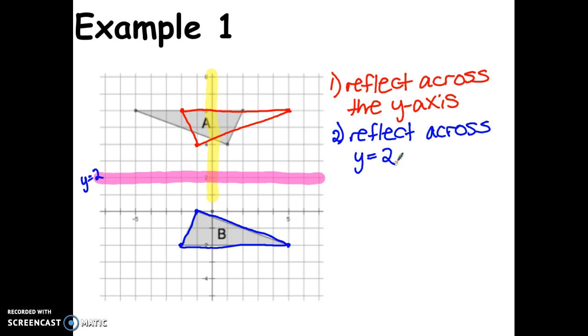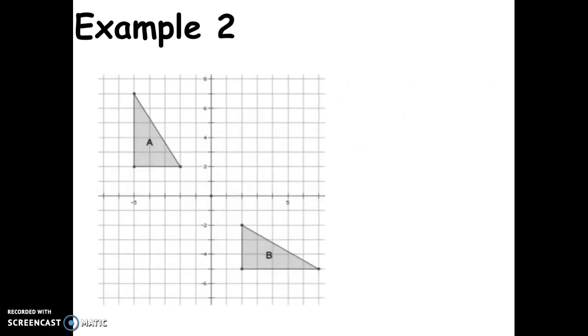Now there are many ways that you could have gone about mapping A onto B. These are just the two ways that I saw, but there is not just one correct answer. There are many different ways that we could have gone about this. That's why you really have to put on your thinking cap and use everything that you've learned within this unit to problem solve and figure out how to get A to B. So let's take a look at example 2. Again, we need to get A on top of B.